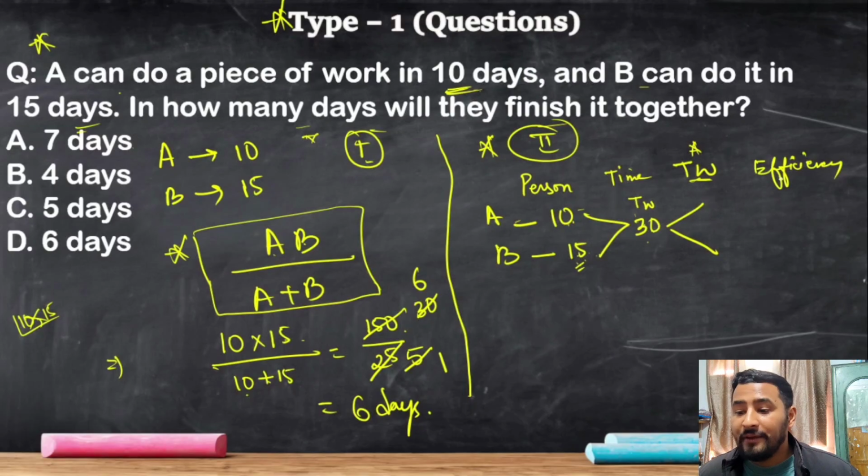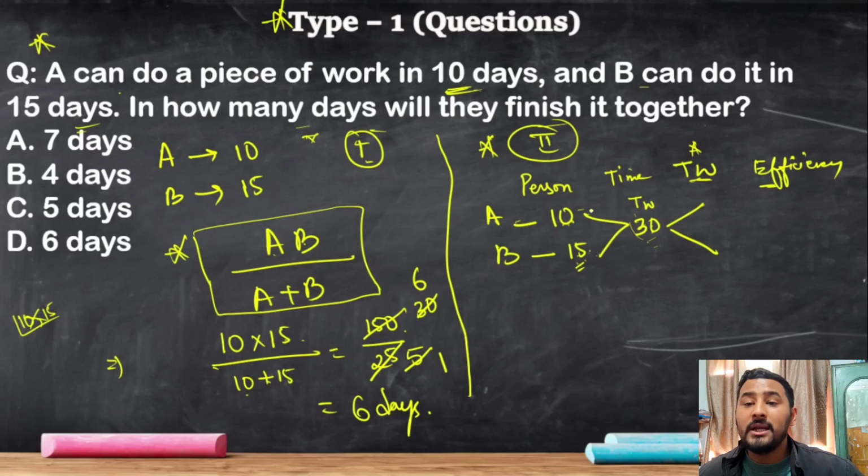Now we need the efficiency. Efficiency means, this is the total work. In 10 days and 15 days, A and B can do the total work. It is given as 30. By the method of LCM we got the total work. Now to get the efficiency, what should you do? A can complete the total work in 10 days, as per the question.